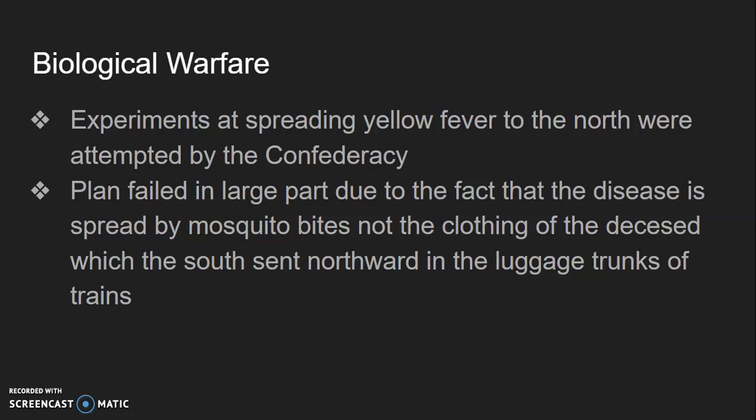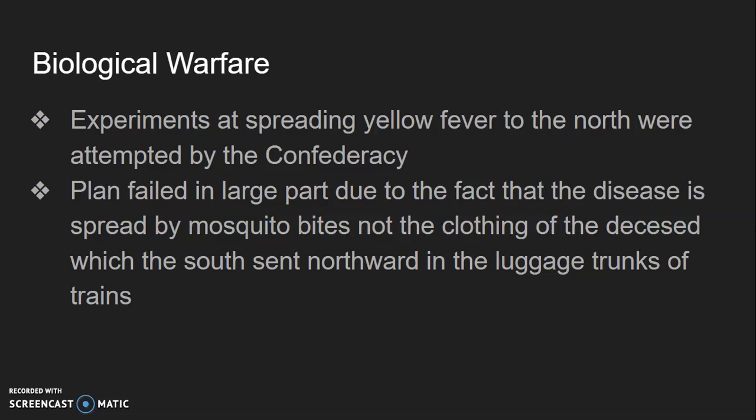The Confederacy attempted to spread yellow fever, a very deadly ailment that was spreading around the South, to the North. Now, this plan failed in large part because the Confederate strategy was to take clothes from those who had recently died of yellow fever, pack them into luggage trunks on trains bound for northern cities, such as Washington, D.C.